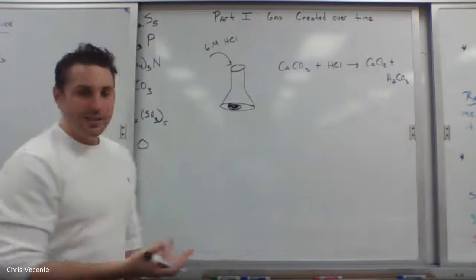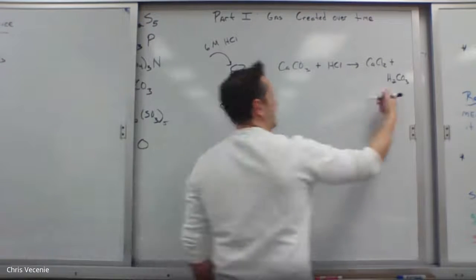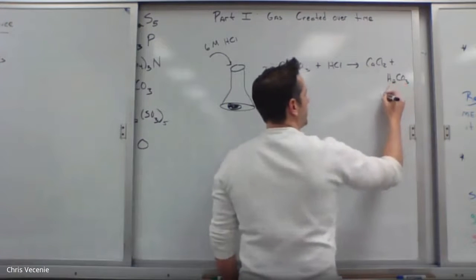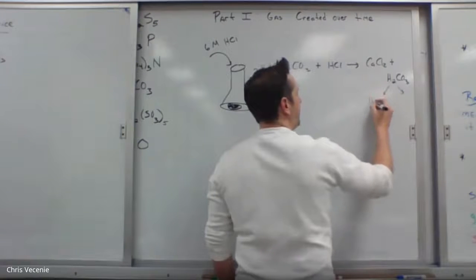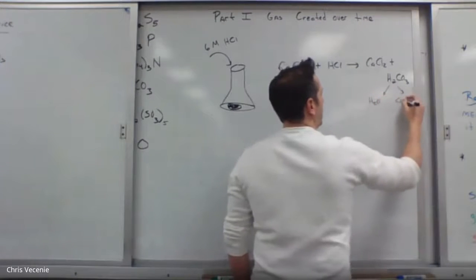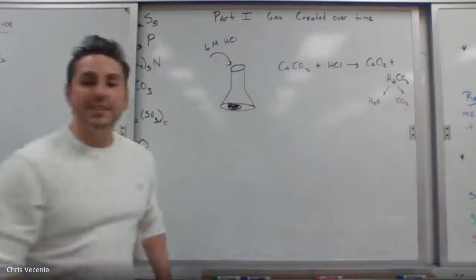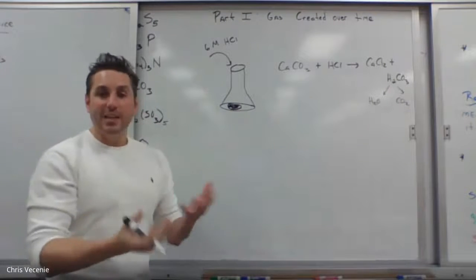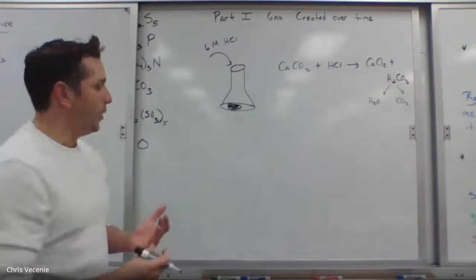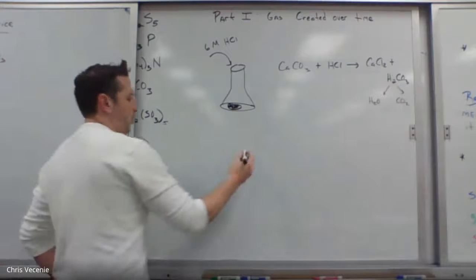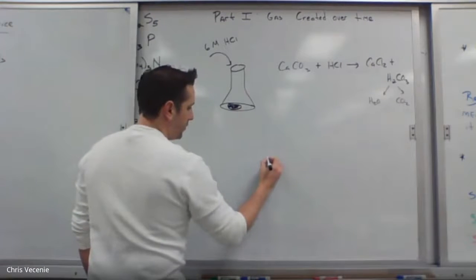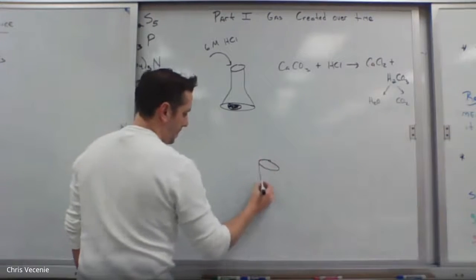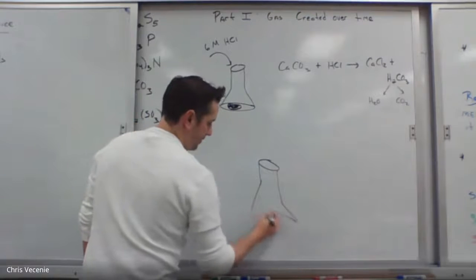It is too unstable most of the time to exist this way. So as soon as it gets created, it decomposes into H2O and CO2 gas. And that is the gas that is going to get released that we are going to trap. Right? So what we're going to do is mix those things in this flask.